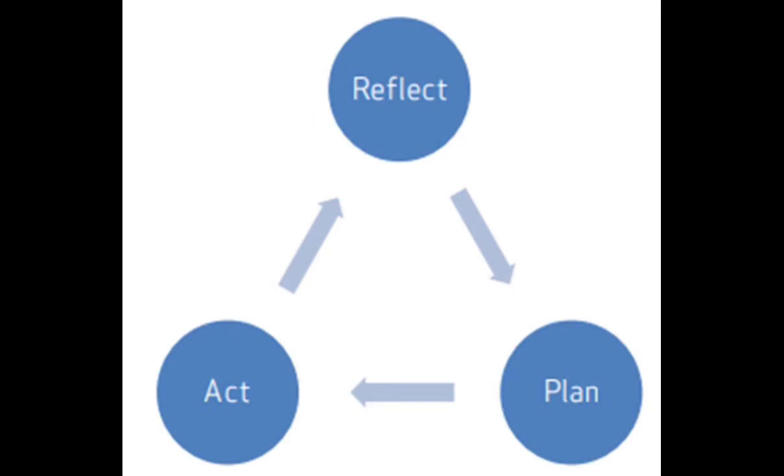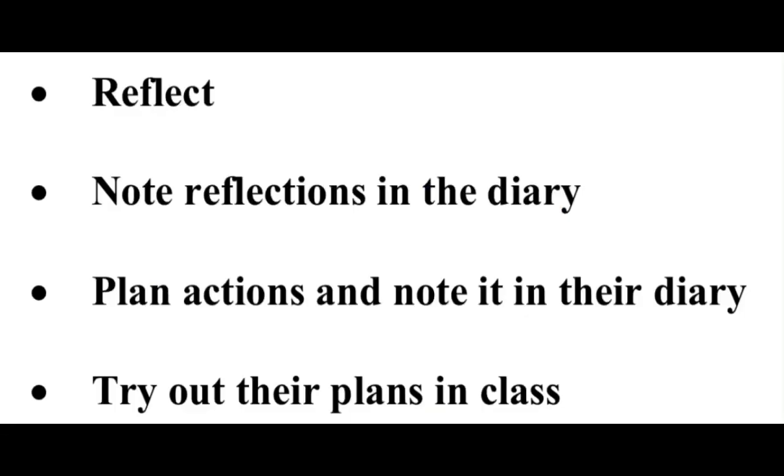The first one is reflection, the next is planning, and the next is action. So these steps can be kept in mind in the process of reflection. In the diary writing process, teachers can do the following: reflect, note reflections in the diary, plan actions and note them in the diary, and try out the plans in class.